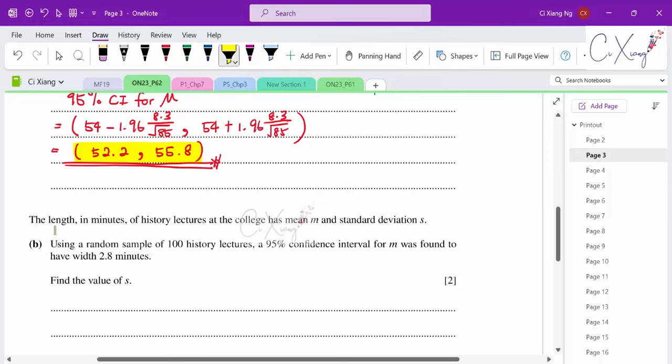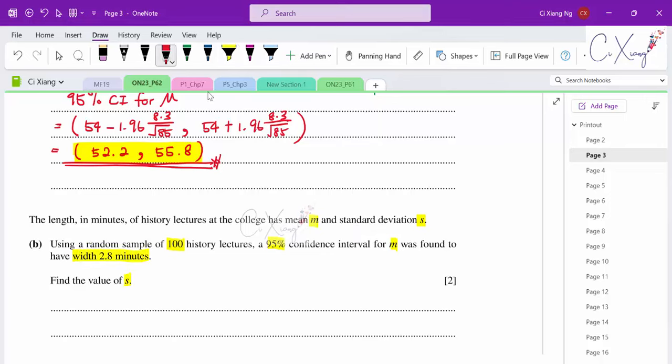For part B, just now we were talking about the maths lectures, right? Now they are talking about the history lectures. The history lectures have mean M and standard deviation S. Use a random sample of 100 history lectures. The 95% confidence interval for M was found to have a width of 2.8 minutes. Find the value of S. You don't have the population mean and you don't have the population standard deviation. You have 100, which is the sample size n. You have the confidence level 95%. Then they give you the width of the confidence interval, which is 2.8.